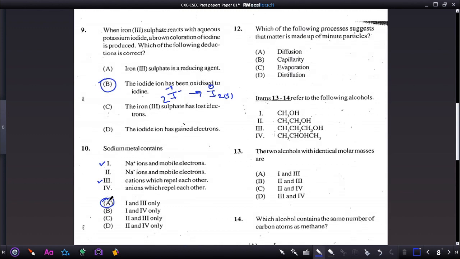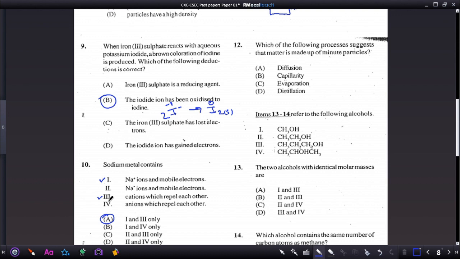Question 12. Which of the following processes suggest that matter is made up of minute particles? And I keep referring to the ammonia gas and the hydrogen chloride gas reaction, where the two of them are placed at opposite ends of a tube and allowed to mix, and when they mix, a white solid of ammonium chloride comes onto the side of the glass tube, which indicates diffusion, and other factors relating to the particulate theory of matter.